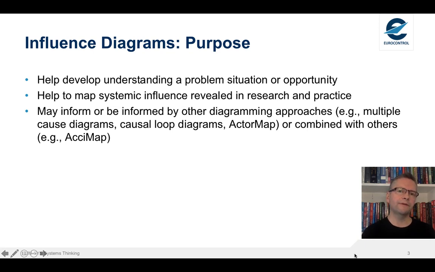Let's move on to the purpose of influence diagrams, or what it is that they help you to do. First of all, they help to develop an understanding of a problem situation or opportunity. They can help to map systemic influence revealed in your research and practice. They may also inform or be informed by other diagramming approaches such as multiple cause diagrams, causal loop diagrams, or actor maps. They may also be combined with other approaches such as axiomaps. Typically, these are constructed in a group setting, although they may also be used by individuals in systems diagramming.